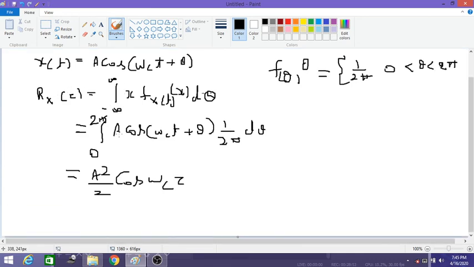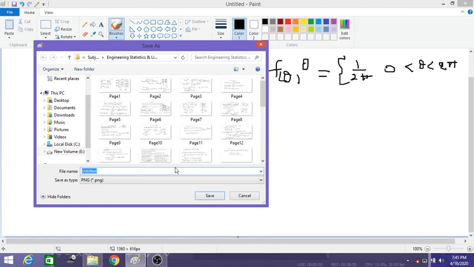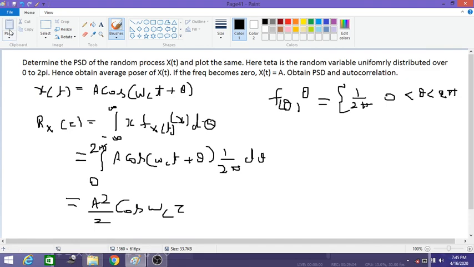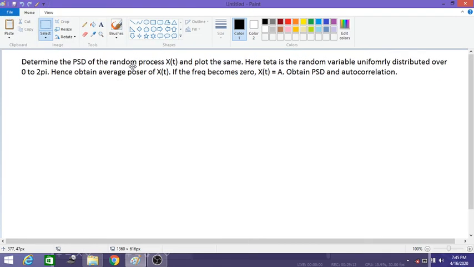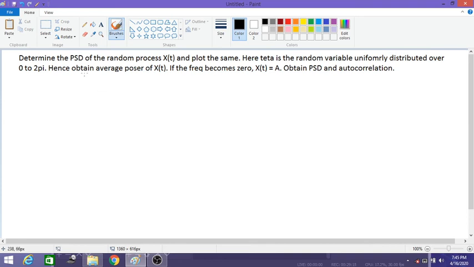Okay, now we will look into finding the power spectral density of this. So anyway, let me save this page and I'll copy the same question to the next page. Okay, so now let us write the formula for power spectral density in terms of frequency. You can write it in terms of omega also, that is not a problem. So this is equal to the integral from minus infinity to plus infinity of Rx of tau into e power minus j omega tau.